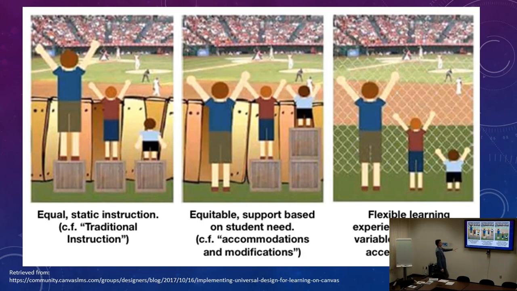We could do something like this, where we take those same three blocks and we sort of redistribute them, so now everybody can see over the fence. Okay? Or we can just get rid of the things that are in the way, which can sometimes be hard for us as teachers, because we're creatures of habit and we have done these things forever and we know they're good. But how can we take what we're brilliant at and what we're great at and offer a little bit of flexibility in there? Okay.